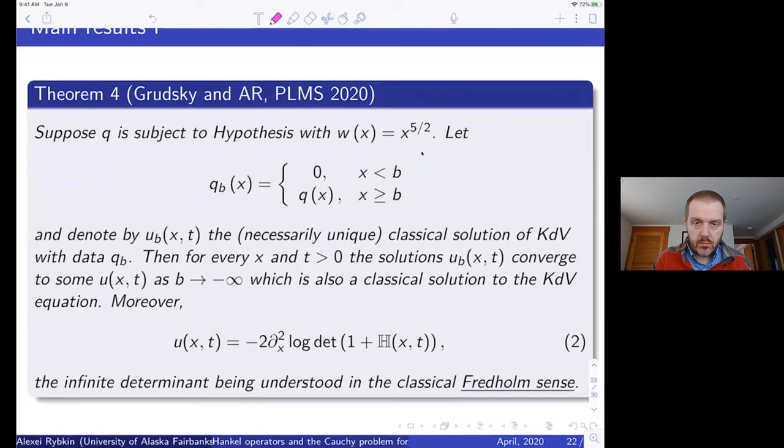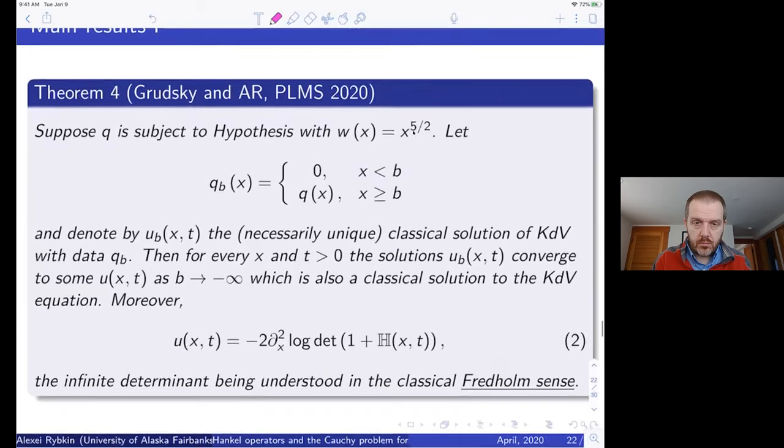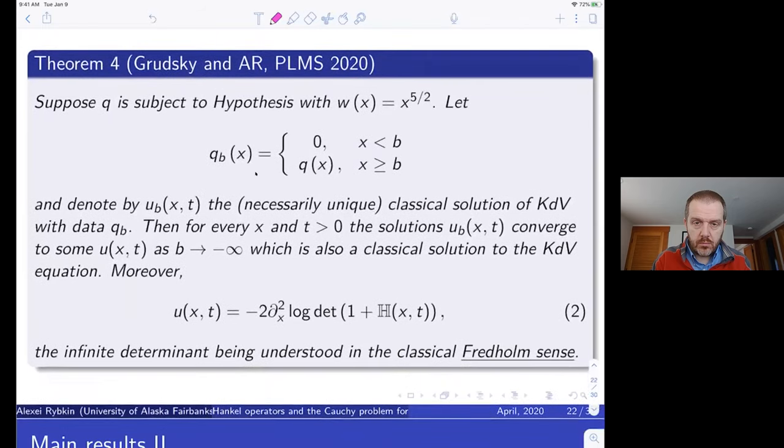If the decay at plus infinity is as follows, it means that Q is summable with this moment at plus infinity, but pretty much arbitrary otherwise. Then we consider the Cauchy problem for the KdV equation with the truncated data at an arbitrary point B. So it means that Q sub B is short range data for which the inverse scattering transform is well developed.